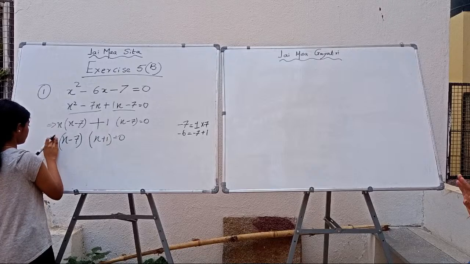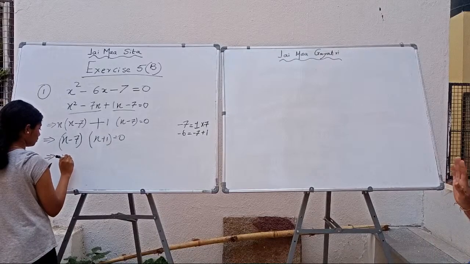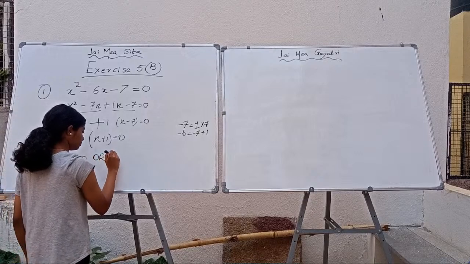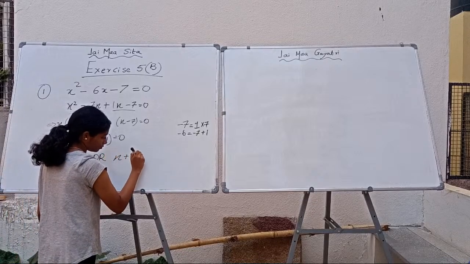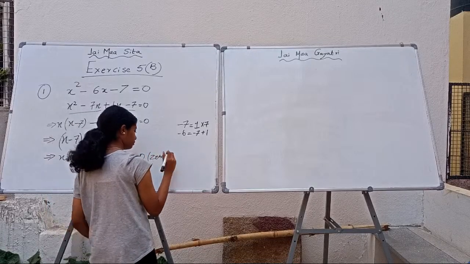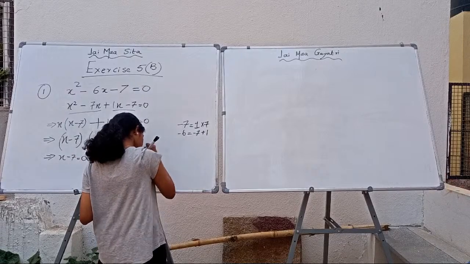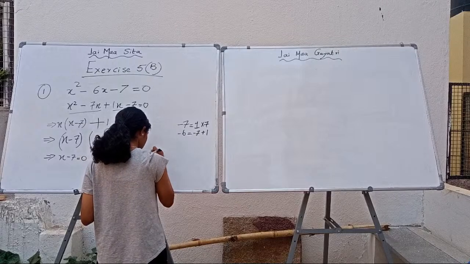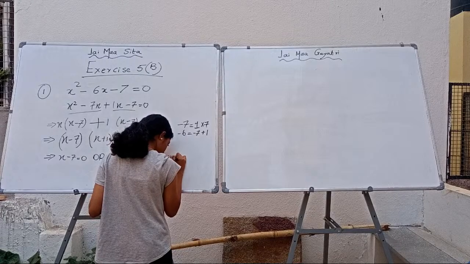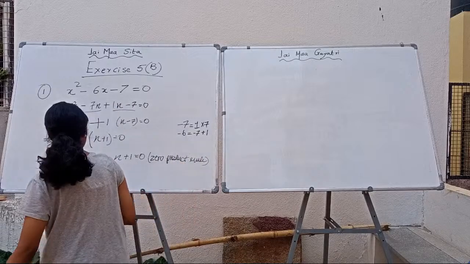So now write down the next step. Implies x is equal to 7. Sorry, x minus 7 is equal to 0, or x plus 1 is equal to 0. Bracket, right? 0 product rule. See, in MCQs you don't have to solve all the way, but I'm making you do it so that you do it properly. You have the practice. Okay. Solve it now.